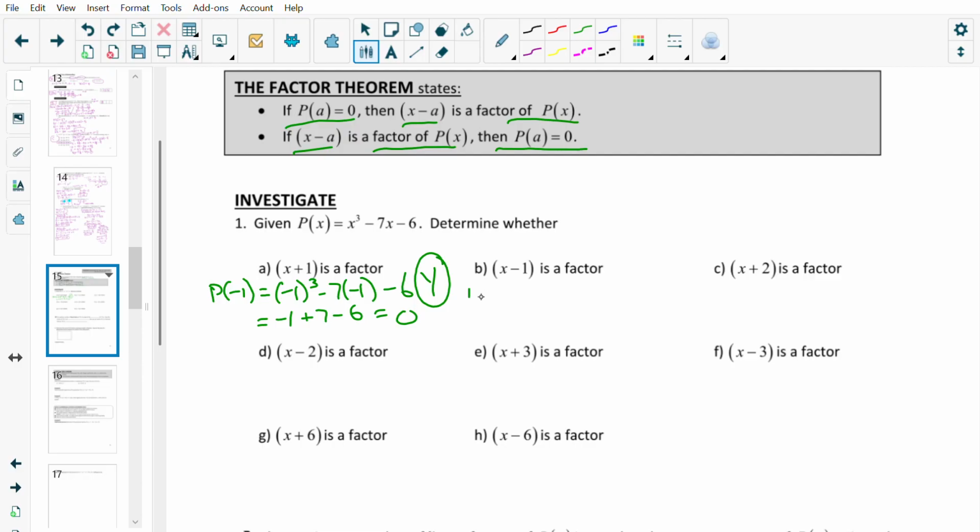Next one. Remember, x minus a, so a is equal to 1. So p of 1 equals 1 cubed, so you get the idea. That's 1 minus 7 minus 6. It equals negative 12, right? We need it to be equal to 0 in order for x minus 1 to be a factor.